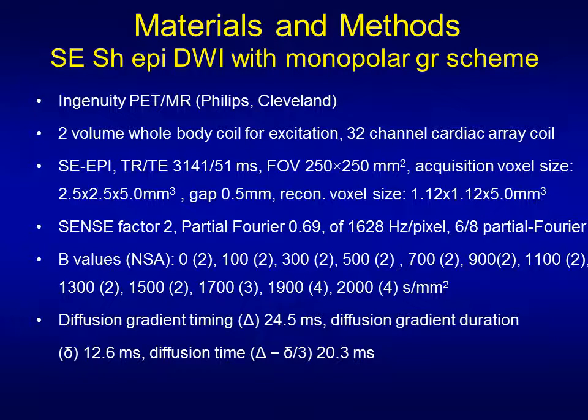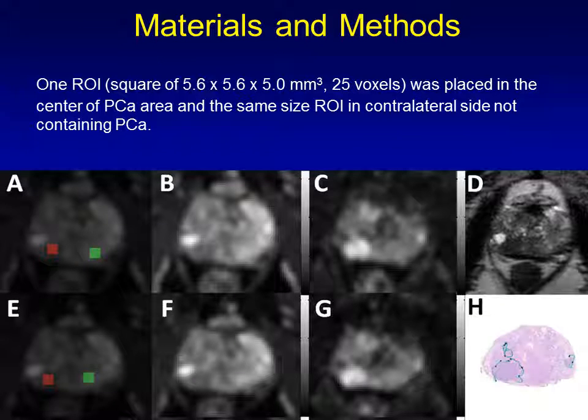Diffusion-weighted imaging was performed using a 3T MR scanner and a spin-echo single-shot EPI sequence using a monopolar diffusion gradient scheme. Imaging parameters are shown on the slide. In-plane resolution was 2.5 mm, slice thickness was 5 mm. We used 12 b-values from 0 to 2000 and diffusion time was 20.3 milliseconds.